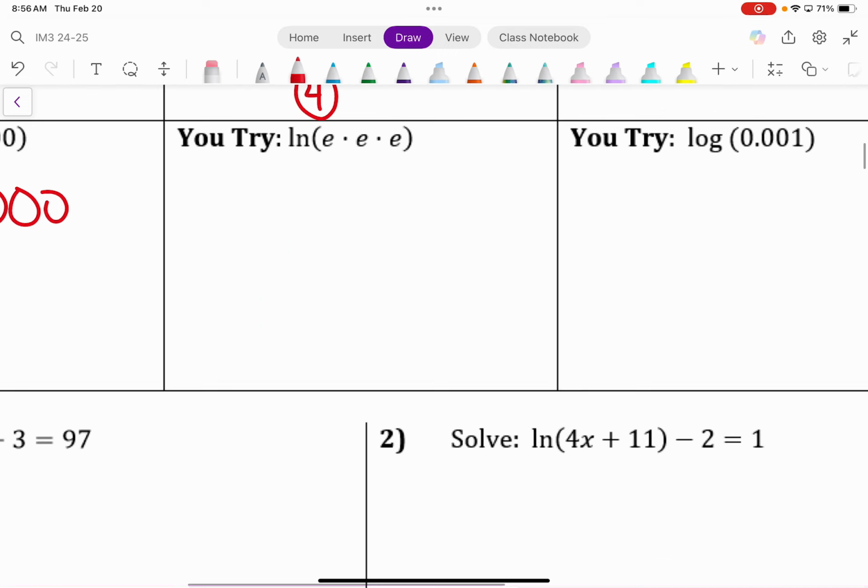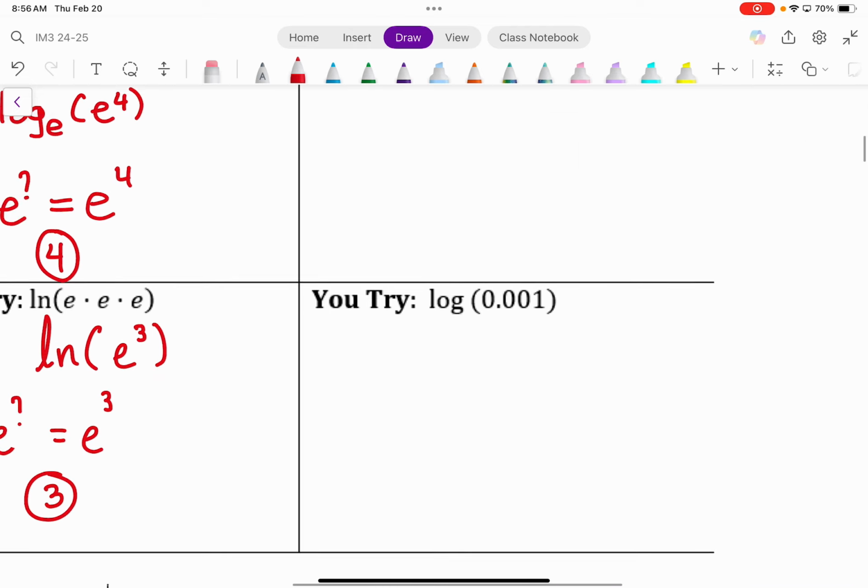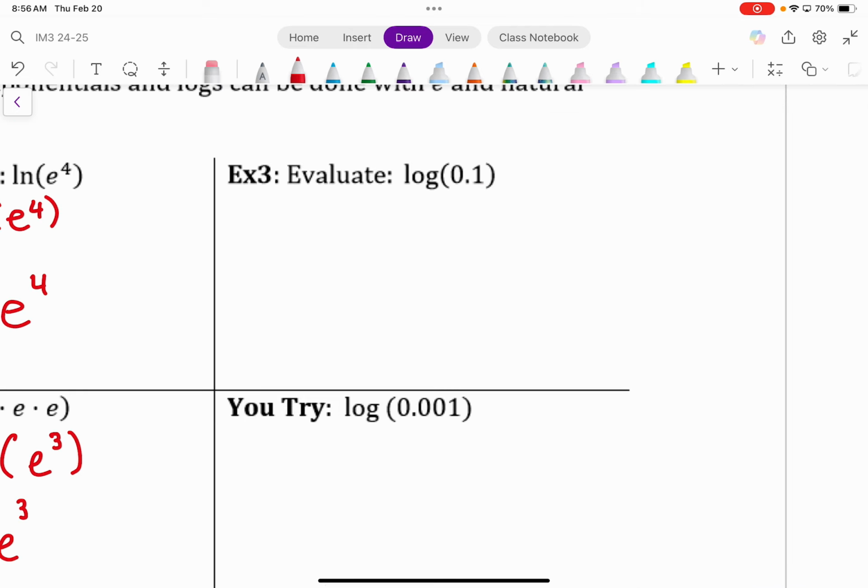All right, so how can I condense ln of e times e times e? I could rewrite this as ln of e to the power of what? 3. Which then is asking me, well, e to the power of what gives you e to the 3? Then that would be a solution of 3. Okay, awesome. All right, evaluate log base 10 of 0.1.